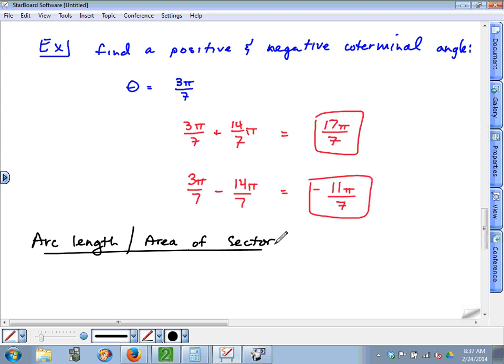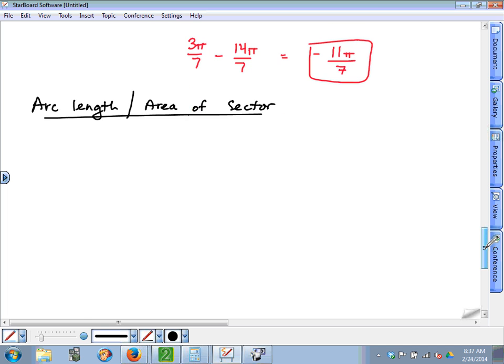Let's go to the next subtopic. Arc length and the area of a sector.